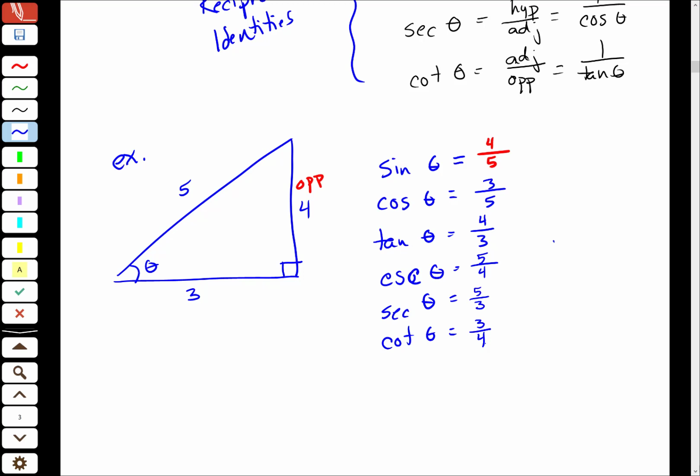Okay, so sine should be 4/5, cosine 3/5, tangent 4/3, cosecant 5/4, secant 5/3, and cotangent 3/4. Is this okay? Is this what everybody got?